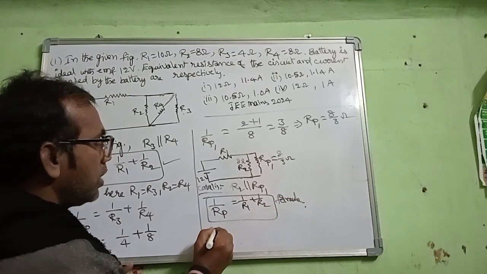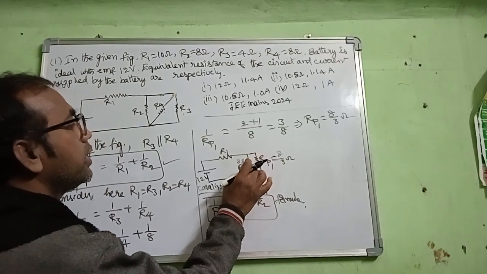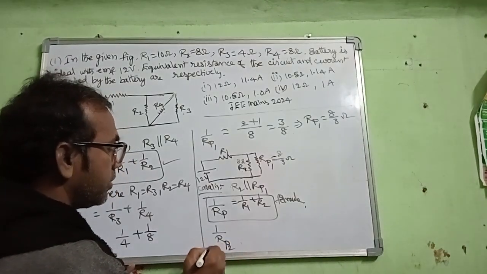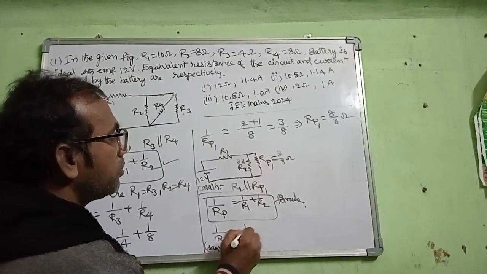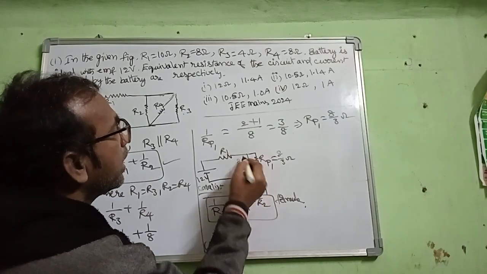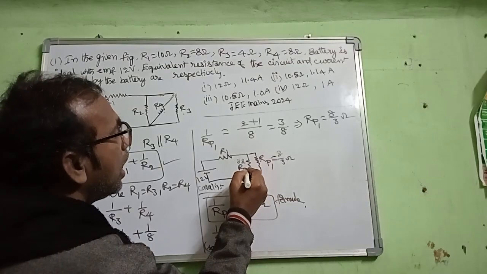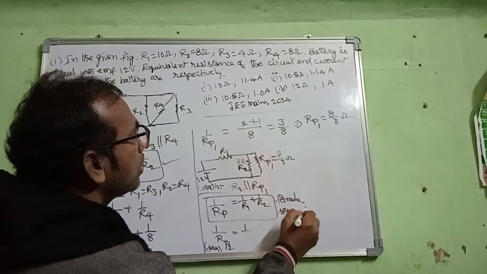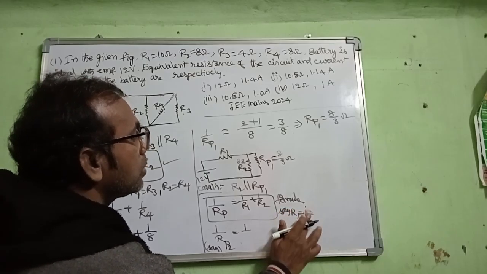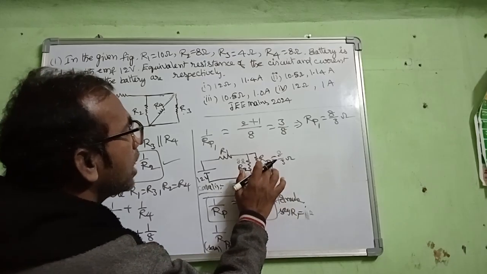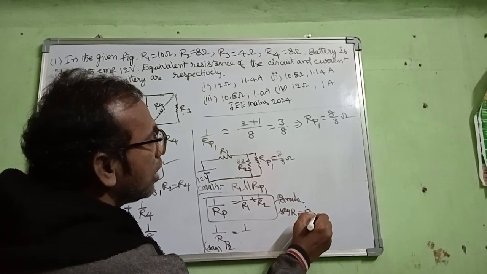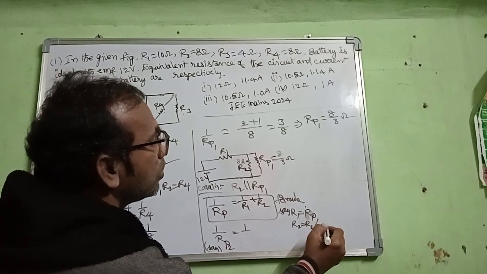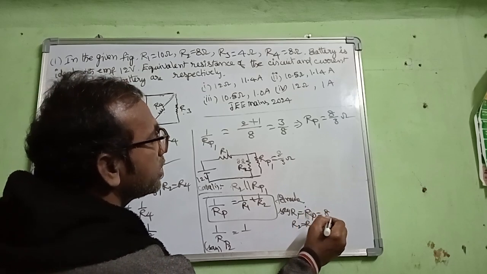Now 1 by Rp, let it be Rp2, the resultant of these two equal to Rp2. 1 by Rp2. Now 1 by R1, let it be 8 ohm. Let R1 equal to Rp1, and R2 equal to 8 ohm. Let this Rp1 equal 8 by 3 ohm.